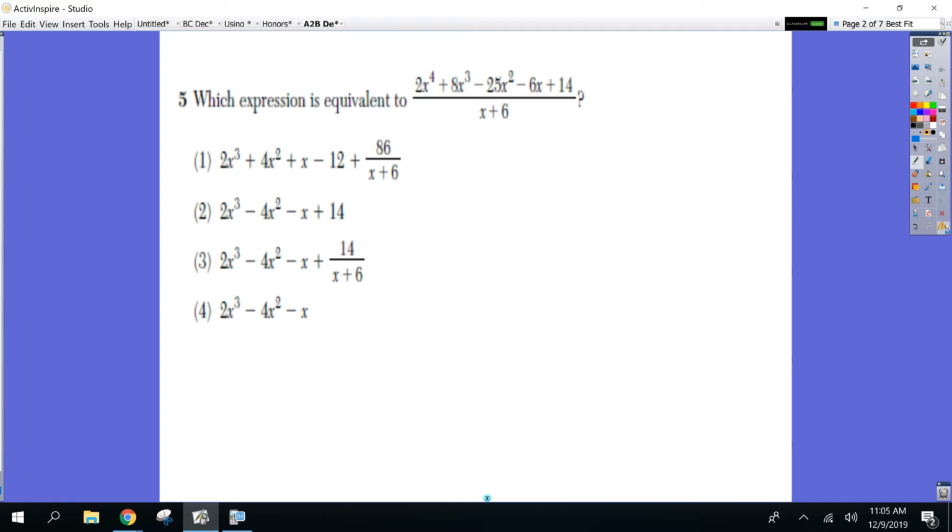So synthetic division, let's remember the little box in the corner. Anybody remember what number in this case should go there and where you get it? You look at the bottom, it's x plus 6. You plug in the opposite, which is negative 6.